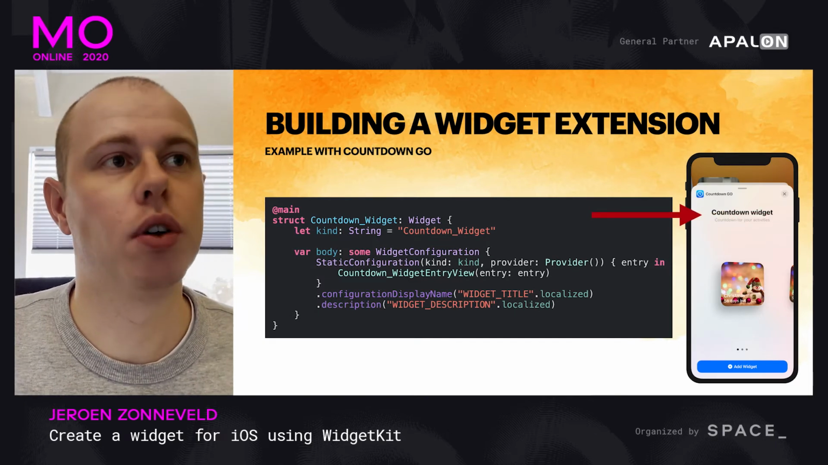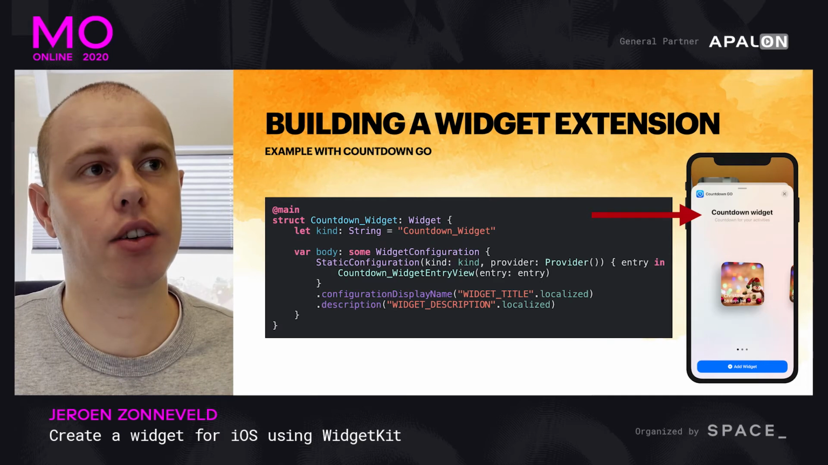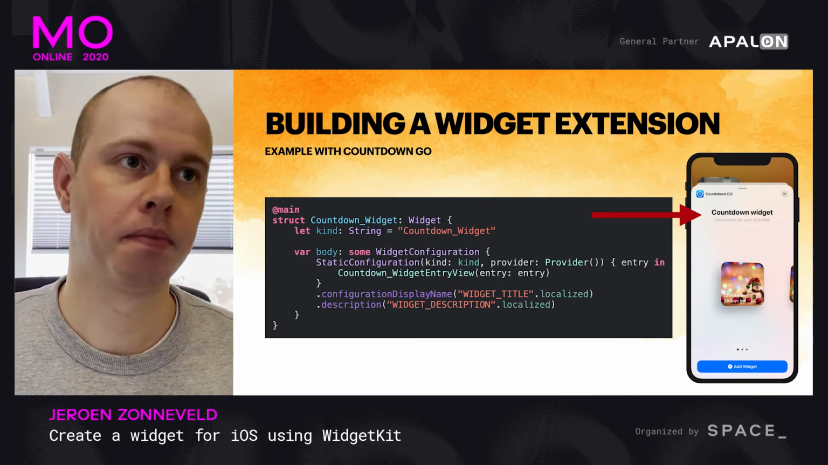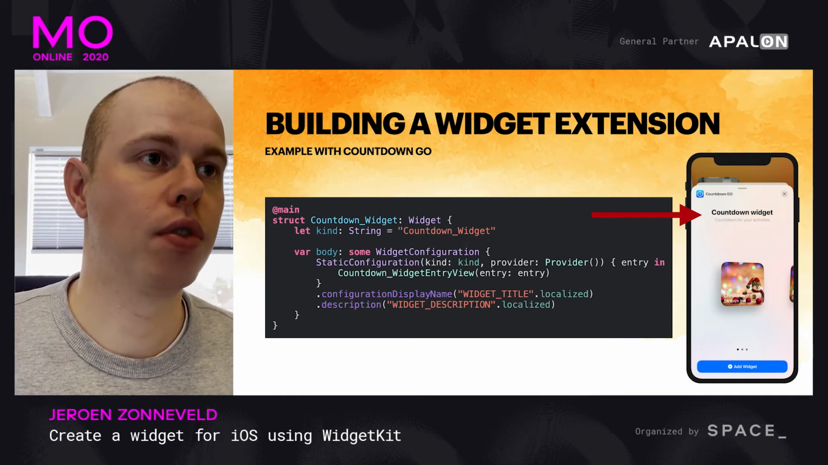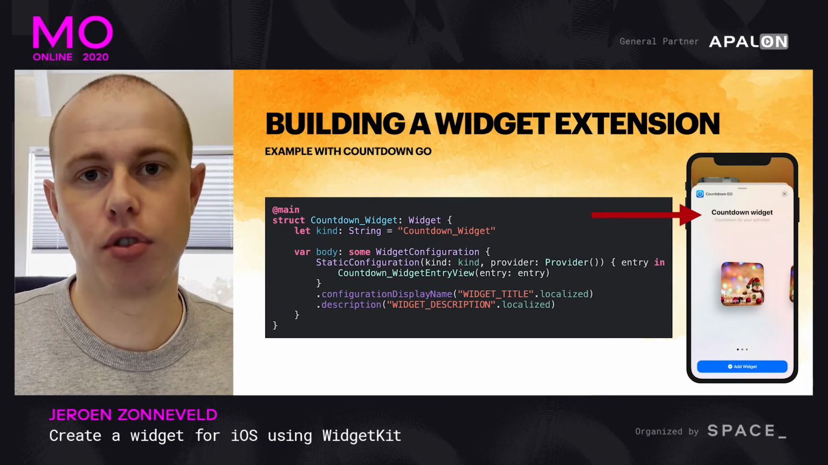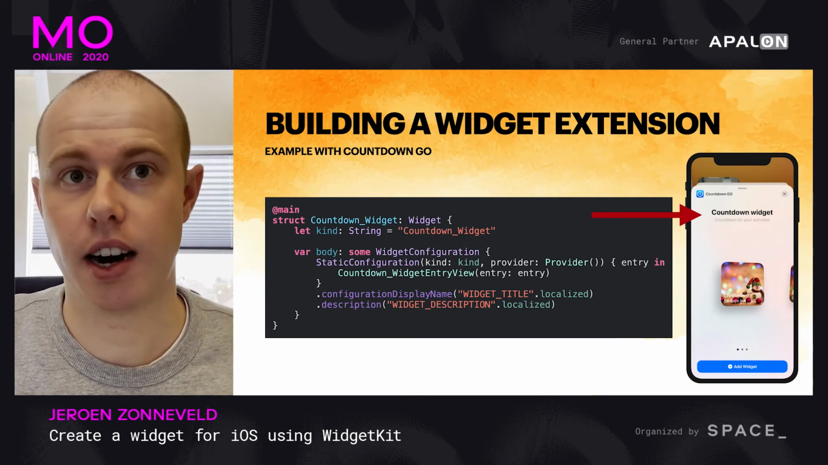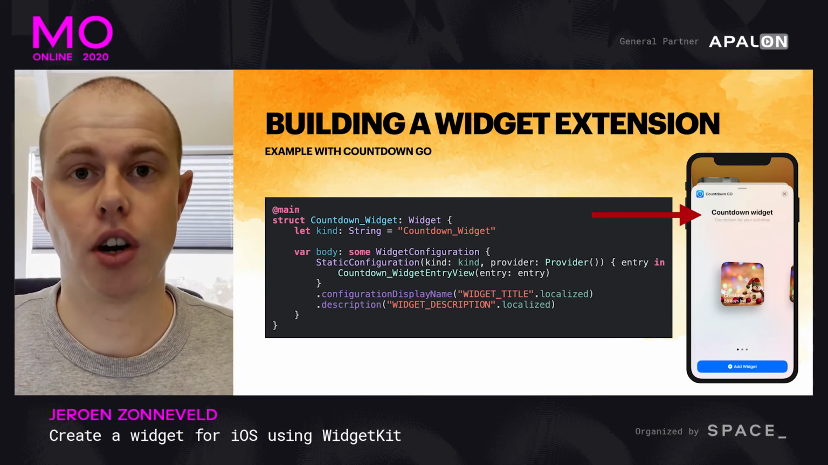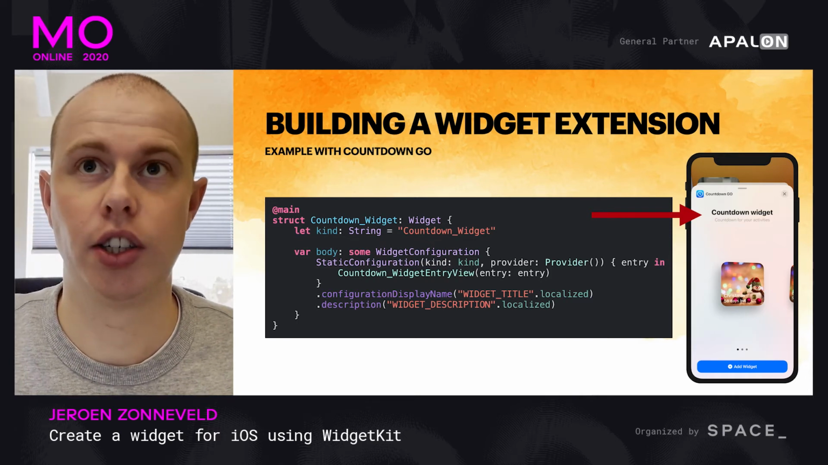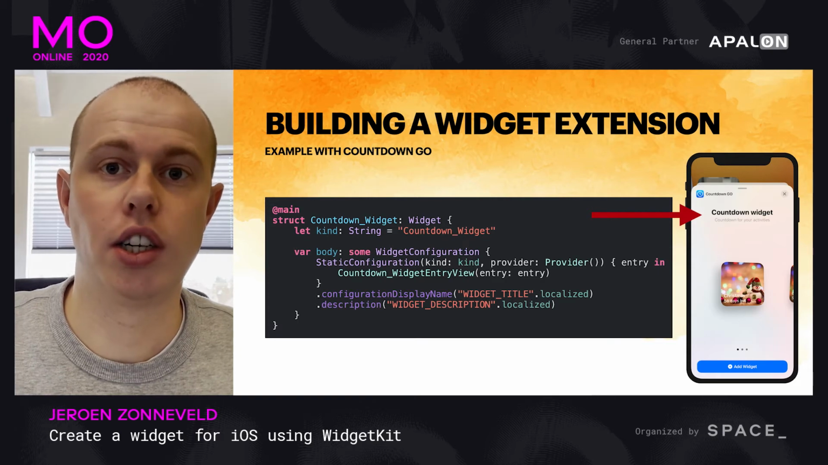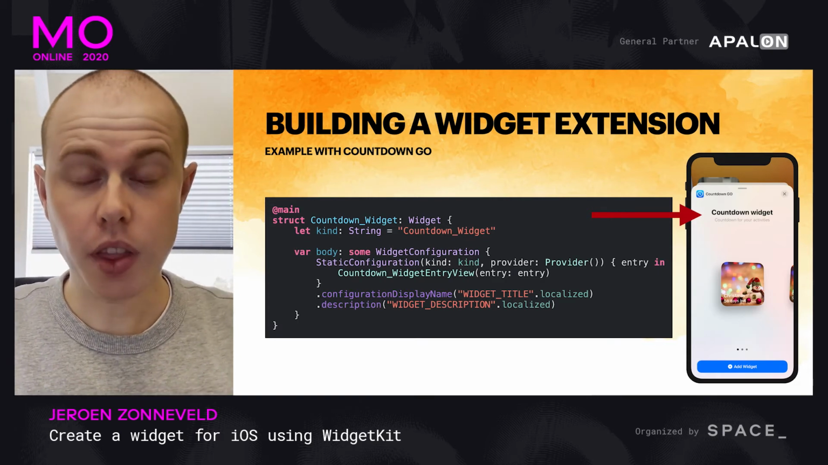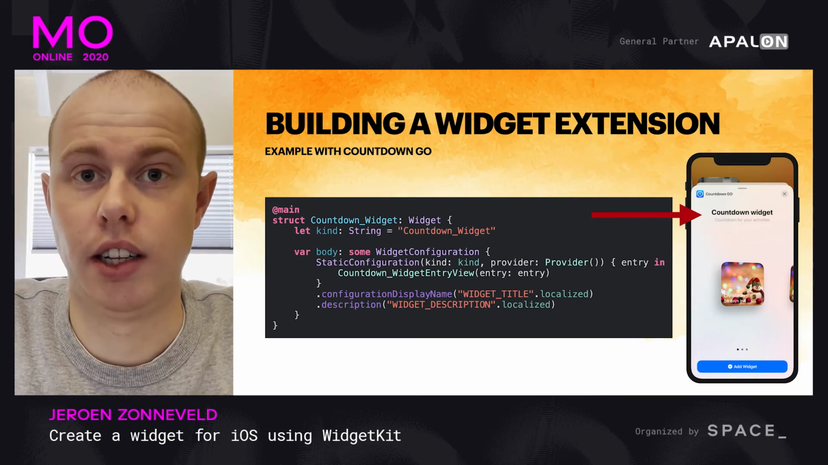My configuration will look like this. So I have a kind, which is my unique identifier, which is countdown_widget. And I have the configuration display name and a description set. And something important to know is that you must take care of localization. So, for example, if your app is English and Dutch, you want to have localization so your user is able to view your widget details in their own language.